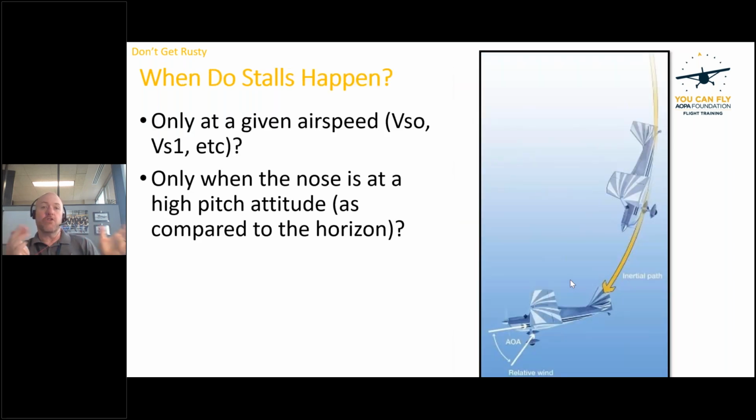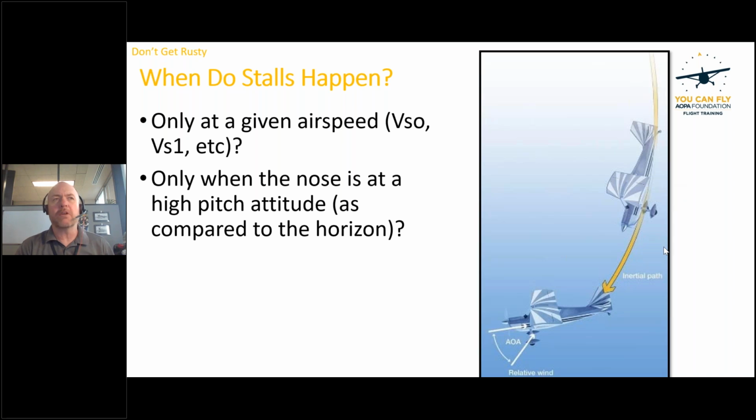Now, when do stalls happen? Do they only happen at a given airspeed, VSO, VS1, depending on your configuration, only in slow flight? Well, of course, obviously, as that smart audience member already pointed out, no, that is not true. It can happen at any airspeed and at any pitch attitude. And in fact, does it only happen when we're at a high pitch attitude, in other words, the nose way up above the horizon? Nope, not at all. And in fact, here's a picture right here.